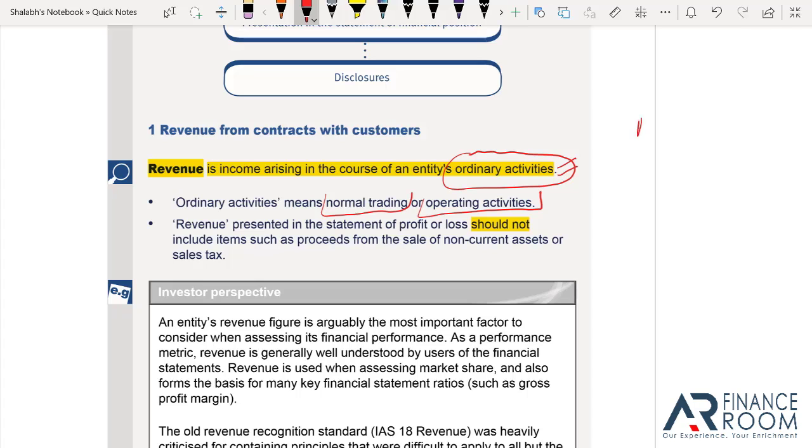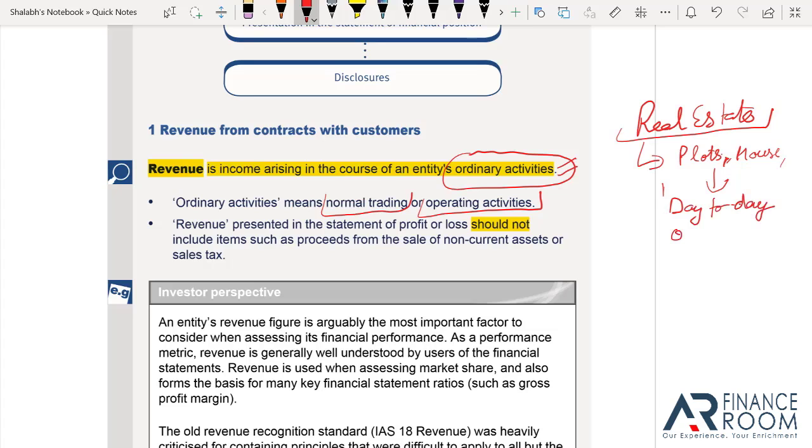If there is a real estate company, a real estate firm, a real estate business, for it, plots, houses, penthouses, whatever, all these things they are selling are their day-to-day operation. That's what their ordinary operating activities are. So for them, any inflow coming through this is revenue. Any income coming from selling plots and houses, etc., is revenue.